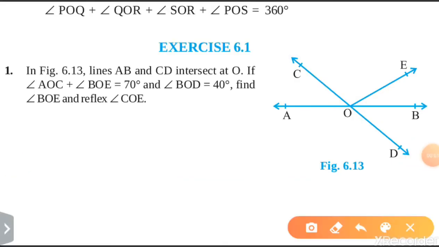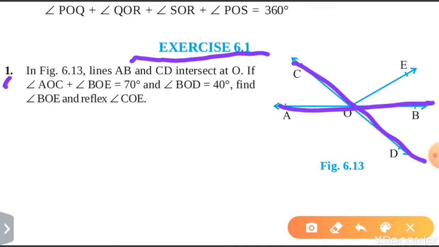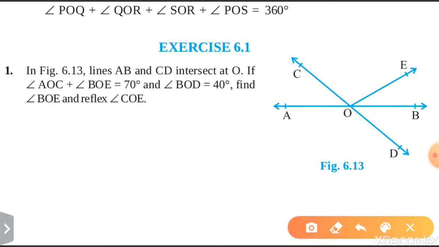Move to exercise 6.1, question number 1. See that there are two lines AB and CD. These are intersecting at point O, and angle AOC plus angle BOE is equal to 70 degrees, and angle BOD, this angle, is 40 degrees.